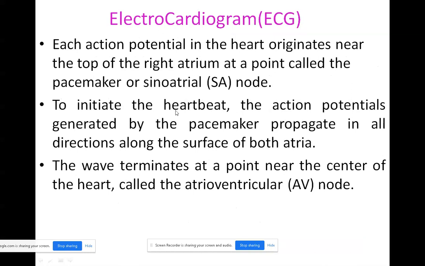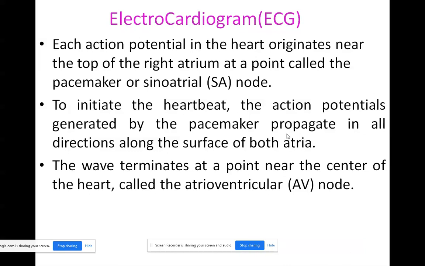So, to initiate the heartbeat, the action potential is generated by the pacemaker. In the right atrium, you will be generating the heartbeat. That heartbeat will be propagated in all directions along the surface of both atria. So the heartbeat will be originated at the top of the right atrium, and it will be propagating in all directions of the heart.